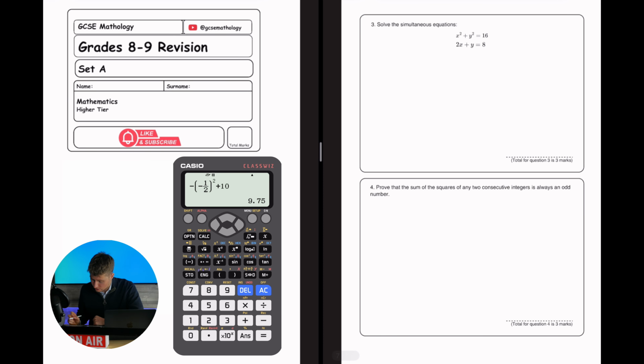Question 3 says, solve the simultaneous equations. We've got x squared plus y squared equals 16. And we've got 2x plus y equals 8.